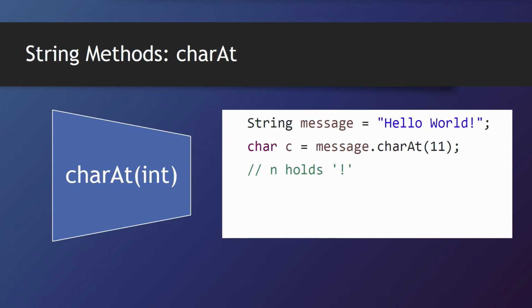The charAt method returns a character at a specific position in the string. String indexes start at position 0. In this example, the invoking object is again message. The number 11 is the parameter we pass in. This is the position we're looking for. Because indexing starts at 0, the character at position 11 is the exclamation point. If you pass an invalid value like a negative number or a number that's too big, the method will throw an exception and your program will crash.